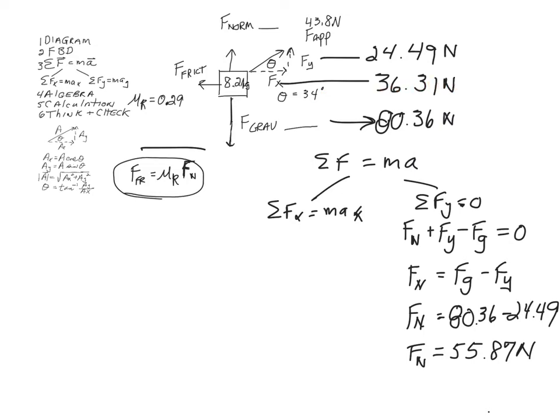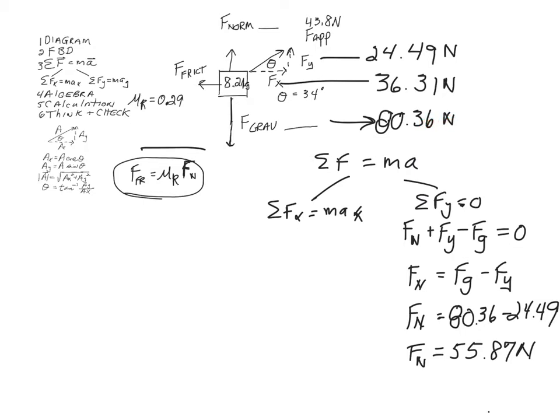And then I also got F grav because I'm going to need that. And F grav is mg. And so I took the m, the 8.2, and multiplied it by 9.8, and I got 80.36.